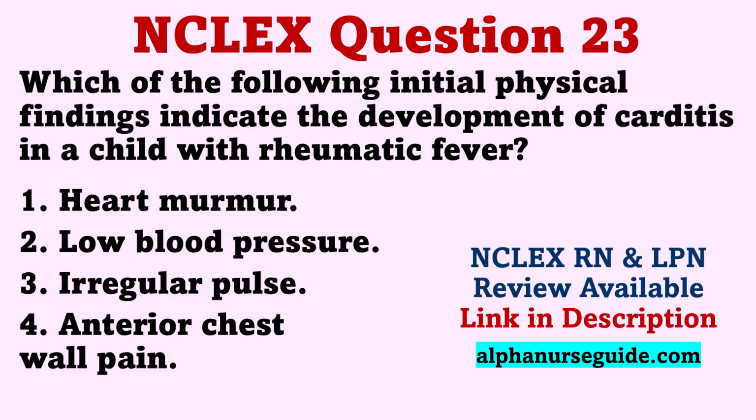The correct answer is 1. In rheumatic fever, the connective tissue of the heart becomes inflamed, leading to carditis. The most common signs of carditis are heart murmurs, tachycardia during rest, cardiac enlargement, and changes in the electrical conductivity of the heart. Heart murmurs are present in about 75% of all clients during the first week of carditis, and in 85% of clients by the third week. Signs of carditis do not include hypotension or chest pain. The client may have a rapid pulse, but it is usually not irregular.